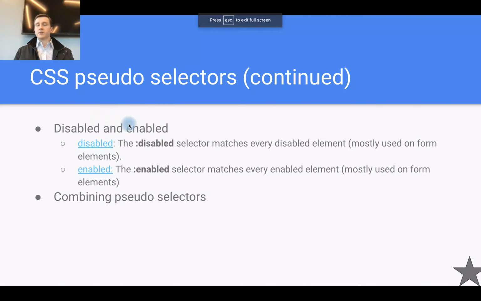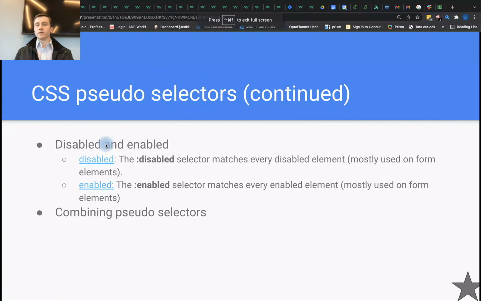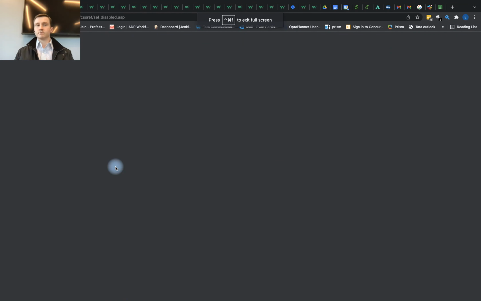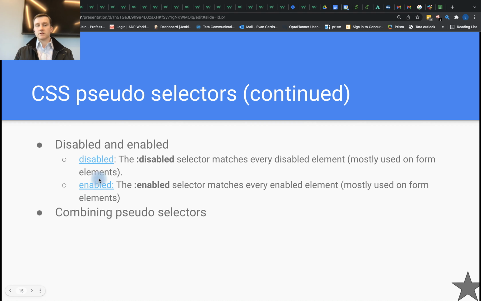We also have the disabled and enabled pseudo selectors. So the disabled selector matches every disabled element. This is mostly used on form elements, and the enabled selector matches every enabled element, mostly on form elements. So we can take a look at using this disabled selector. Just to come back to this, so this will match on every disabled element. So we have elements that have this property on it as disabled.